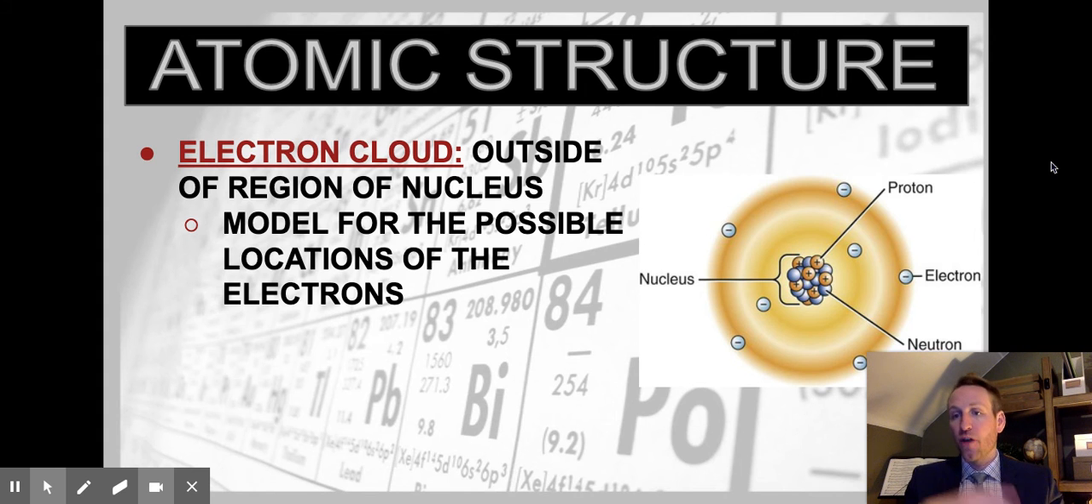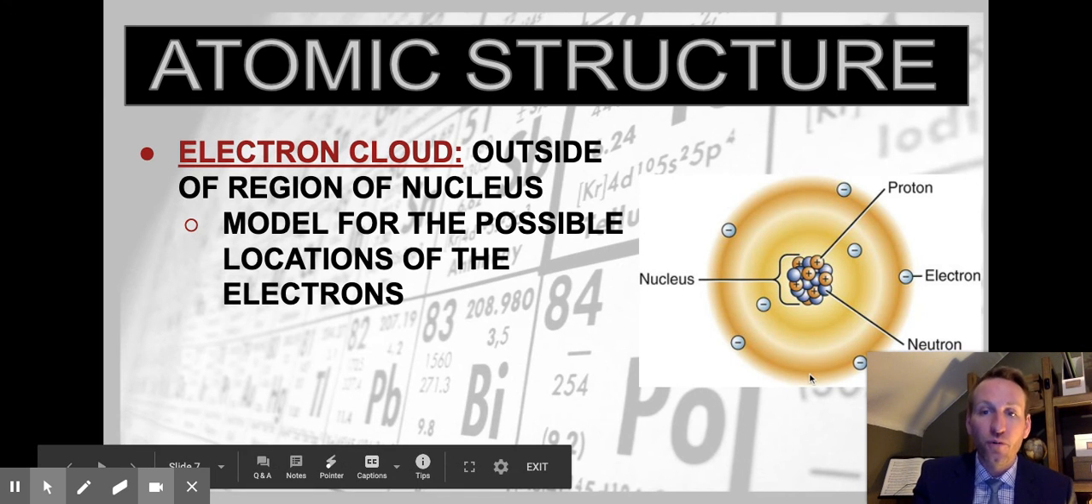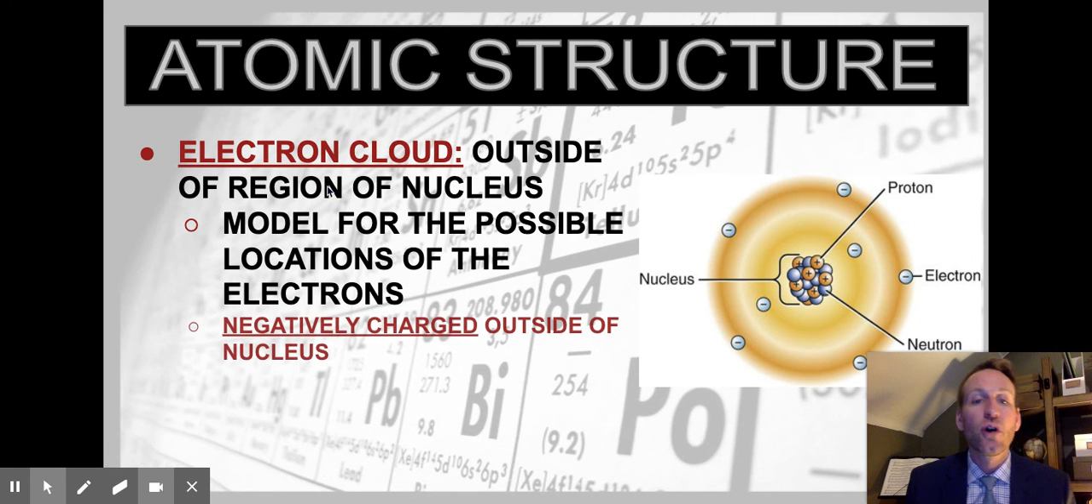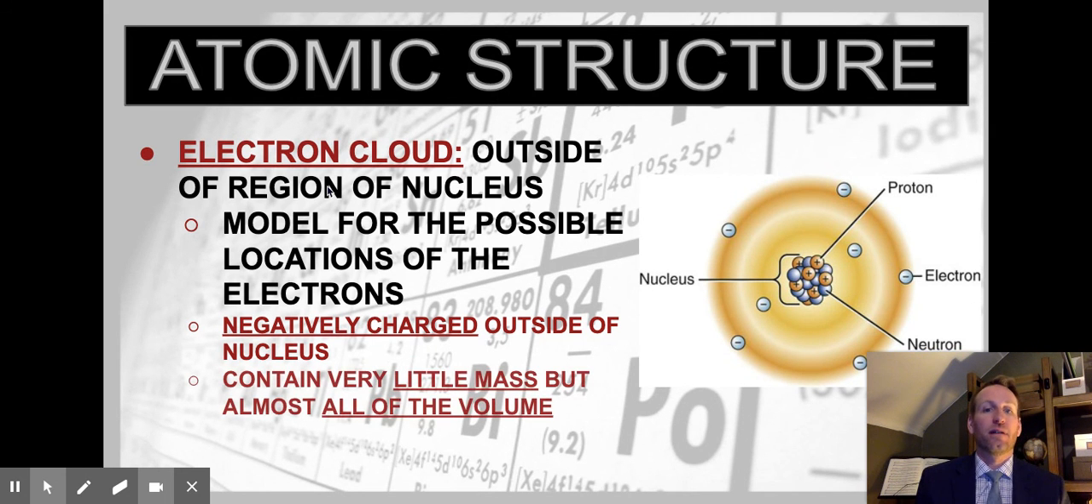There have been other models. You can look them up. I'm not going to ask you about some of them, but there have been different versions of what the atom looks like. The current model is called the electron cloud model because of the belief of what's happening with the electrons. They believe it's the region outside the nucleus where all of the electrons are. So it's negatively charged because it's electrons. Electrons are negative, the opposite of the nucleus.